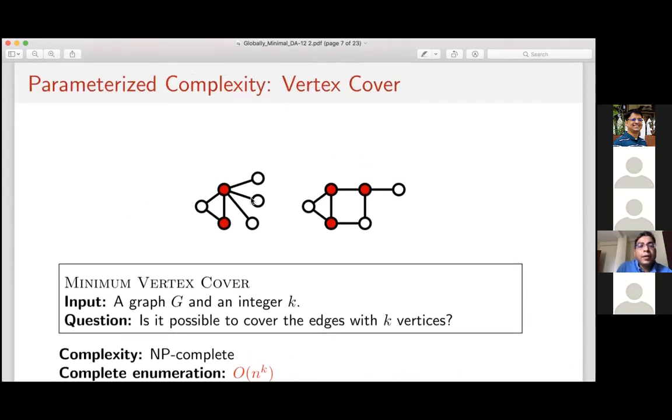What is vertex cover? It's a set of vertices which cover all the edges of the graph. So here you consider this graph. You can see that this vertex covers these 5 edges, and then this edge is not covered by any vertex. So you have to include one more vertex to cover this edge.